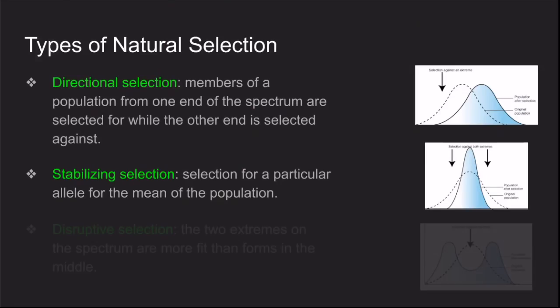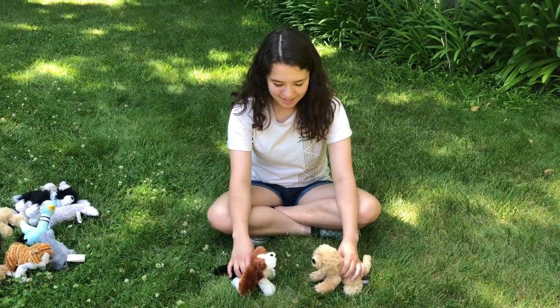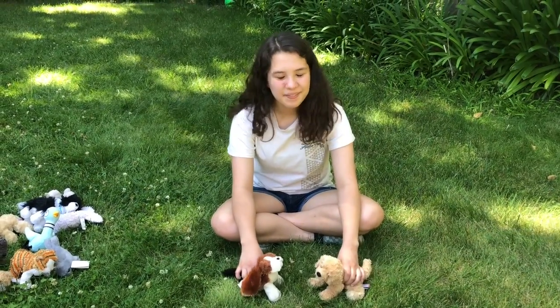Last is disruptive selection. Mitochondria is the powerhouse of the cell. Thanks, Emmy. That was very disruptive.